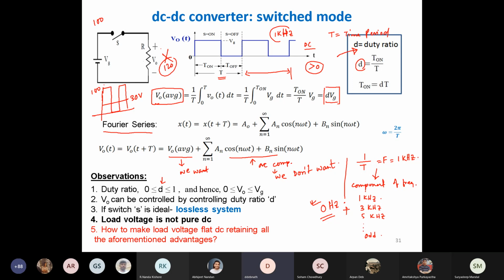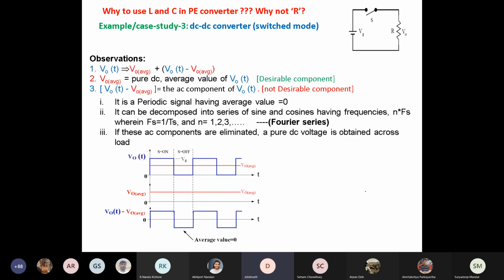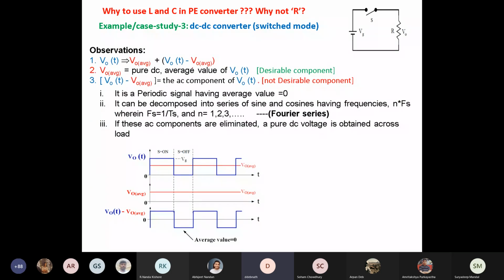So let me tell you this journey. It is actually interesting. I mean, at least interesting to me. Let's see whether you are interested or not. So everything I told you is written over in this slide. Basically, you first analyze what is the frequency component. Then you understand there is a DC component, there is an AC component. We want to eliminate the AC component.